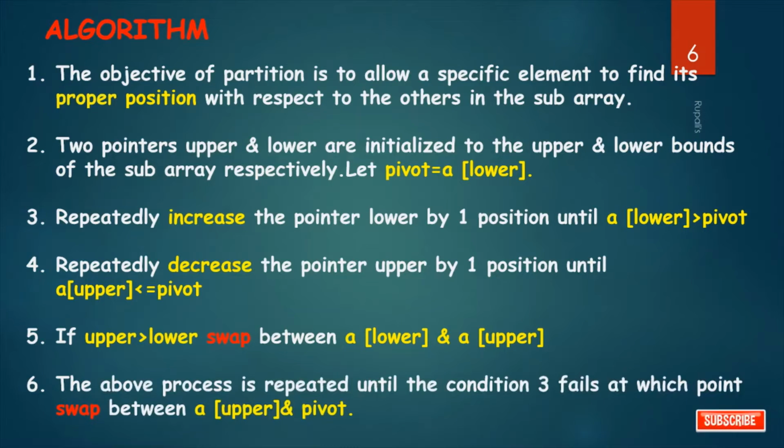The above process is repeated until condition 3 fails. Condition 3 means this condition: if upper is less than lower, if the two pointers crossed each other, then what you have to do? You have to swap between a[upper] and the pivot element, the value where the upper pointer points. You have to swap between these two. Then the pivot element gets its proper position.